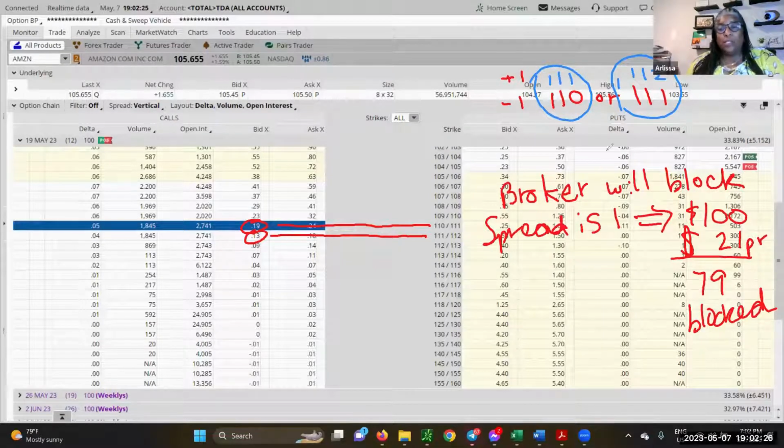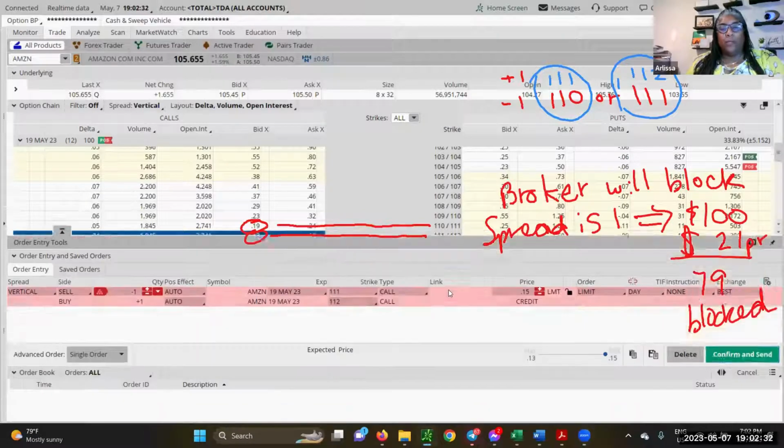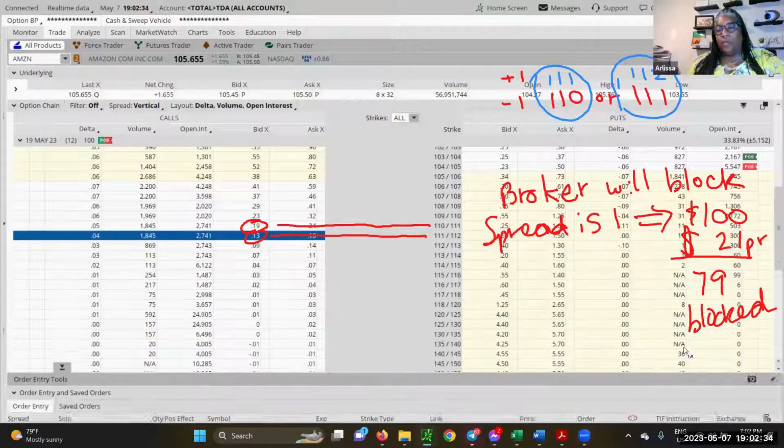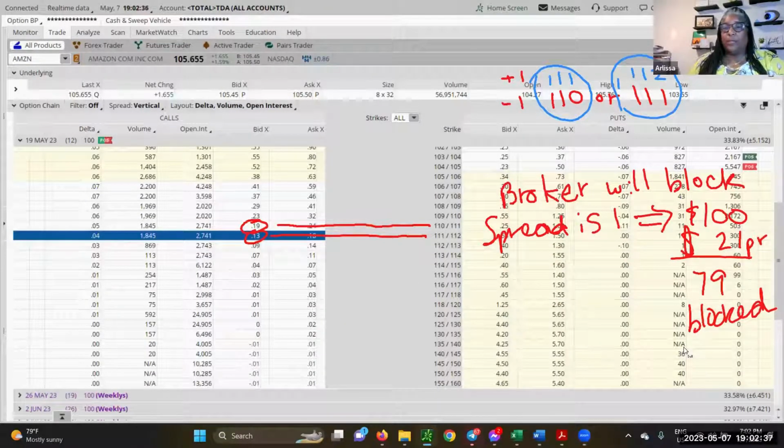If you decide that's a little too close, and you want to go out one more, maybe I'd rather go to 111, 112, that's going to take in $15, then you change the numbers a bit. These numbers change to 15. This changes to 15. And this changes to 85. But you have the 111, 112.